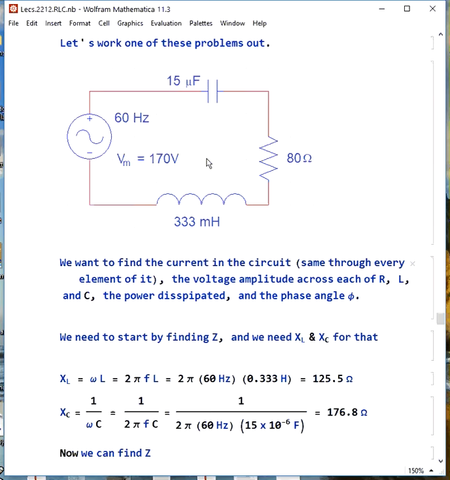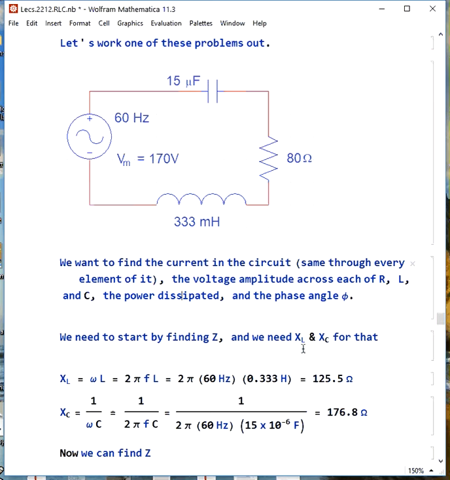Now we want to work out one of these series RLC circuit problems because there's a really good chance this will pop up on a test at some point. We want to find the current in the circuit, which of course is the same through every piece of it. So if I said something tricky like what's the current in the inductor, well, it's the same as the current in the resistor, the generator, or the capacitor. We also want to find the voltage amplitude across each of these three elements, R, L, and C. We want to find the power dissipated and the phase angle, phi.